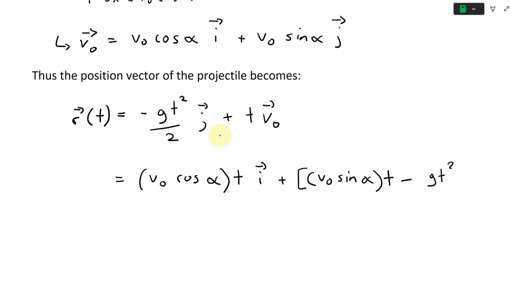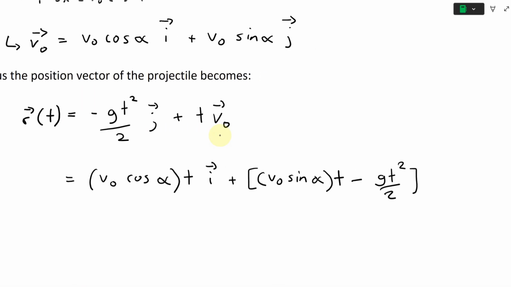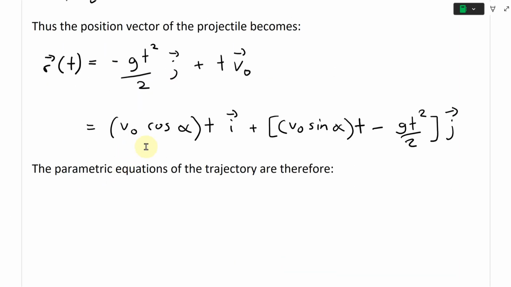Gt squared over 2, and this is going to be a closed bracket, and this is our j vector. Alright, so now that we have this, we can have our parametric equations of the trajectory, and basically take the x and y components.